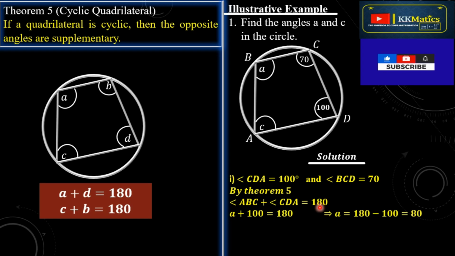Substitute the variables and values in there. We have A plus 100 equals 180. So making A the subject, we have our answer to be 80 degrees.